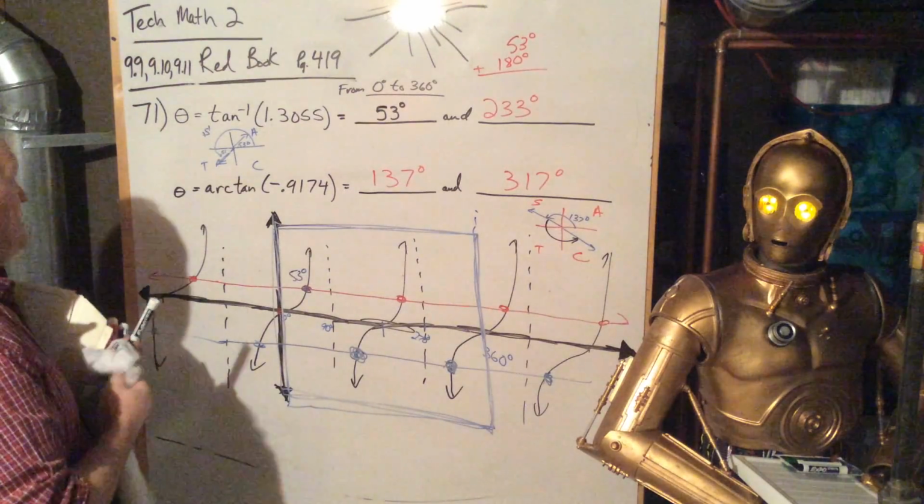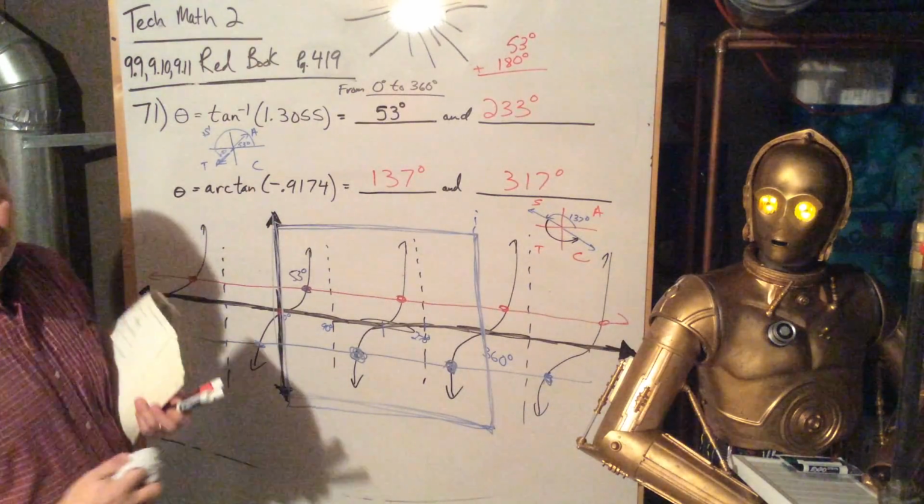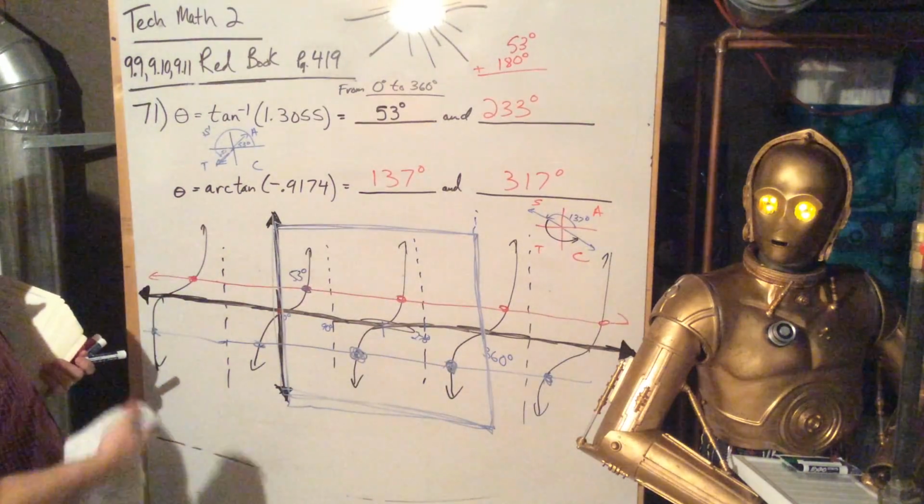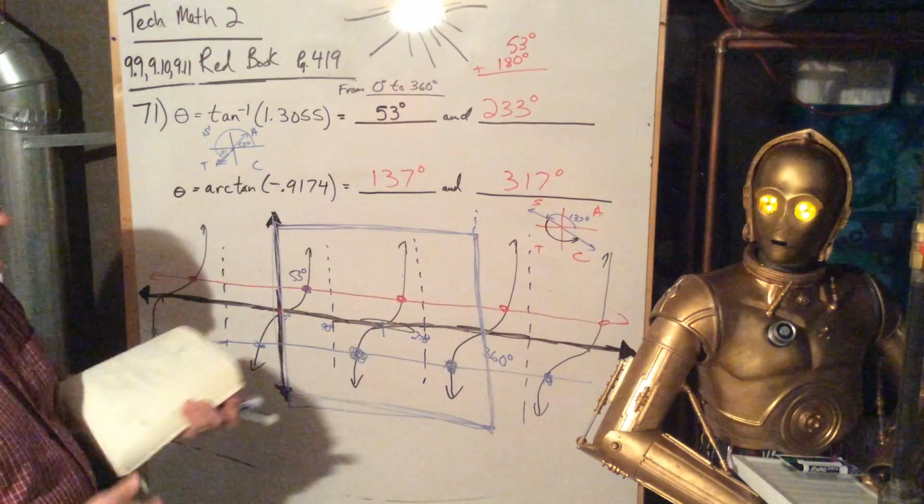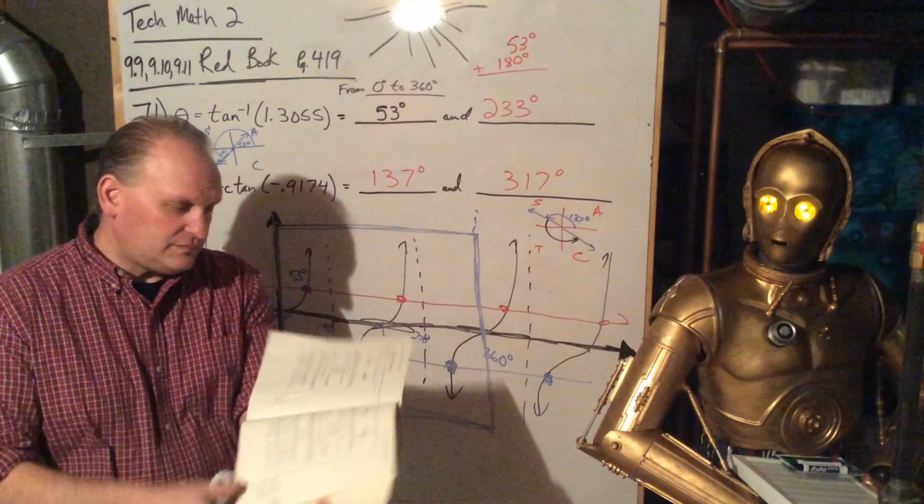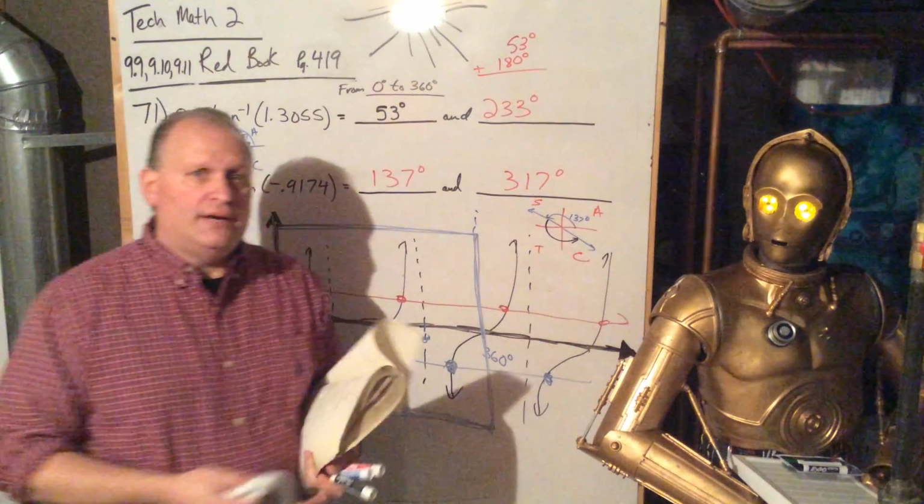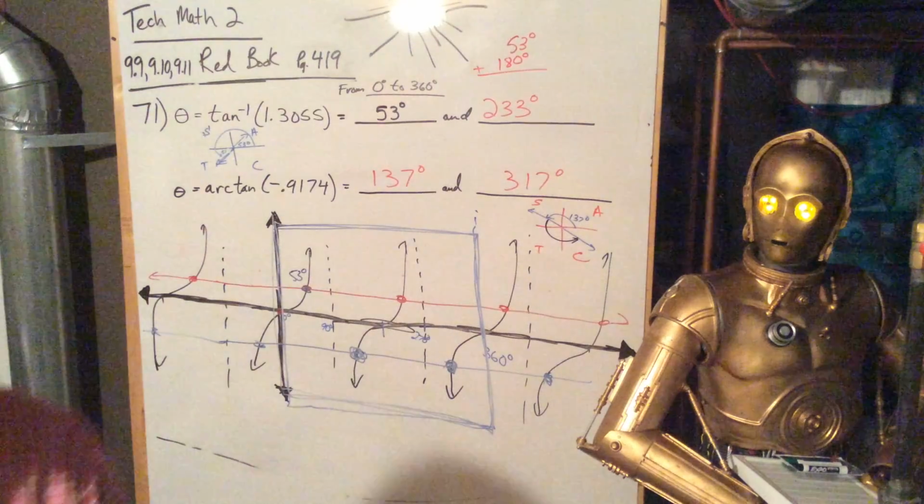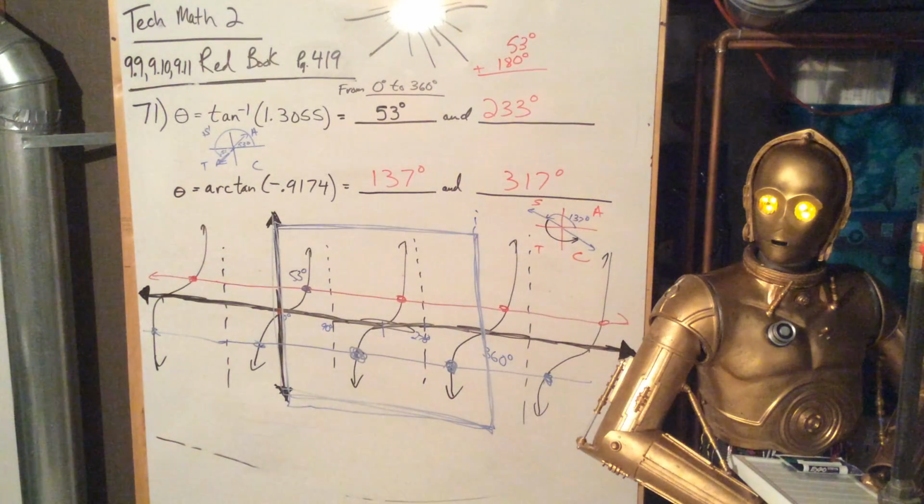All right. 9.10 is really the same thing with sine, and 9.11 is the same thing with cosine. So we can take a look at those.